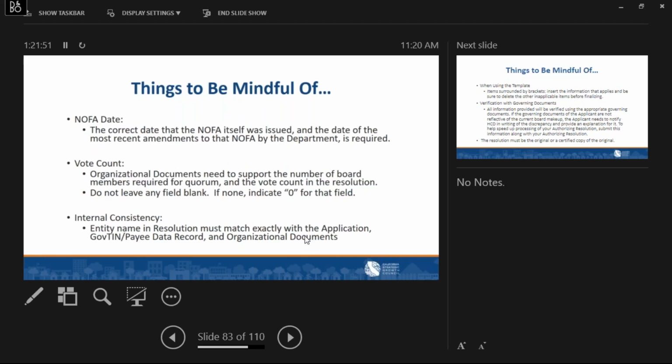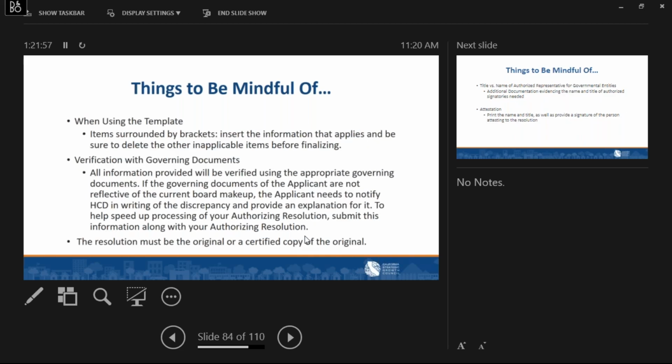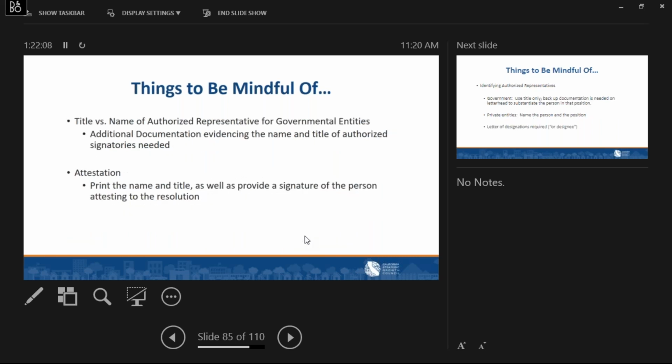A couple of notes about some things you'll want to reference while drafting up that authorizing resolution. And as I mentioned, these slides will be posted online where you can dive a little bit more into this detail, but definitely please refer to these slides when creating your authorizing resolution for the project.